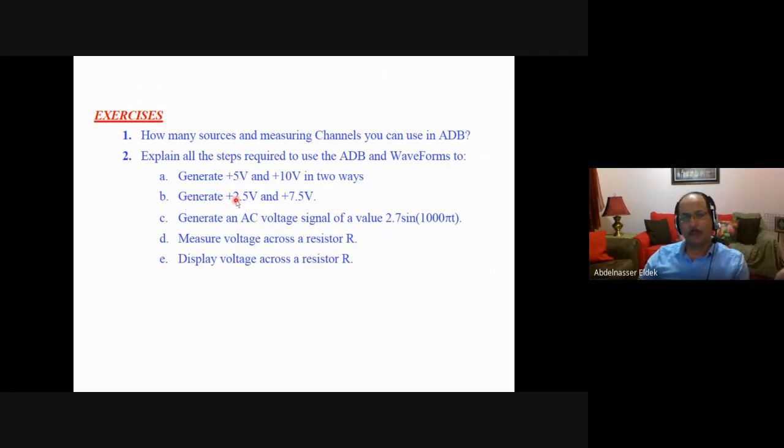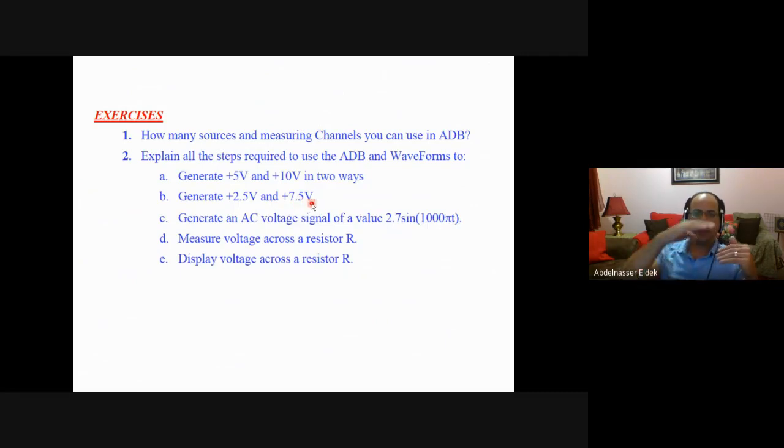How to generate 2.5 or 7.5? You must use the wave generator. You cannot use the red and the white. For 2.5, you can use channel number 1, for example, and set it to DC and its value to 2.5. For 7.5, you have to use 2 channels because it is more than 5.